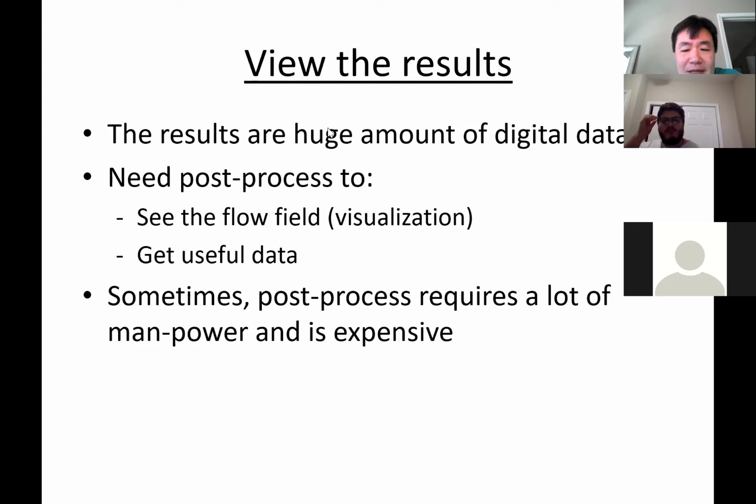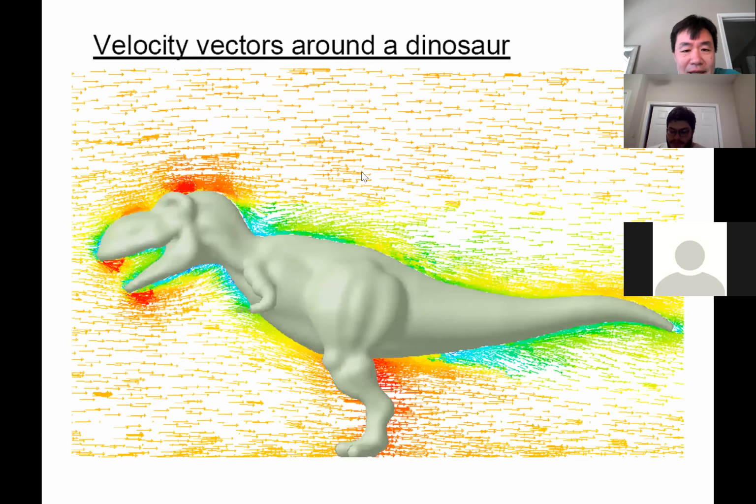Okay. Post-process, I already talked about it. There's a lot of manpower, expensive, and Fluent has it. Oh, look at this. It's a post-process from the flow of a dinosaur, long extinct, right?